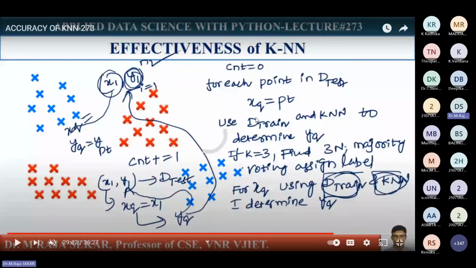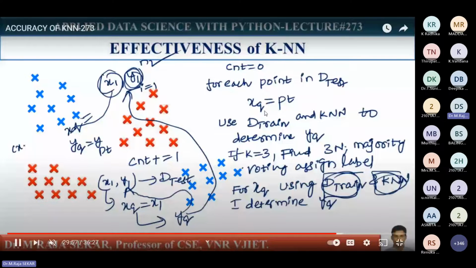Here, CNT means counter, equal to 0. For each point in D test, actually, by using D test only, I must find accuracy, isn't it? XQ equal to point means every point. Just see, I am collecting each point in D test, and that point I am keeping in XQ. What I am doing: using dtrain and KNN to determine YQ. Now I am determining YQ.